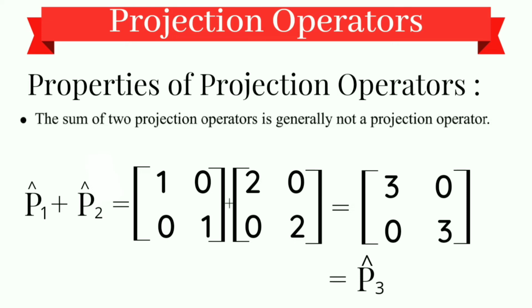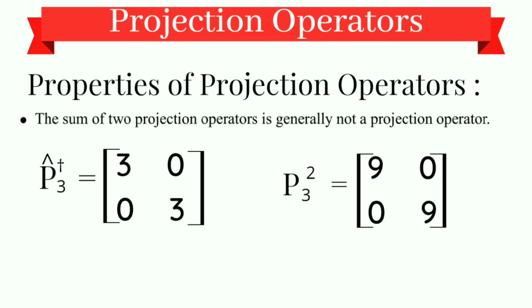So now let's check quickly whether it's a projection operator or not. Let's first take the adjoint of P3. It would be equal to 3 0 0 3. So yes, it is following the first condition. Now the second condition, P3 square. We know that we will get the value 9 0 0 9 after multiplying the matrix twice. So here we get that it is not equal to P3, means it follows the first condition but not the second one. That's why the sum of two projection operators is generally not a projection operator.